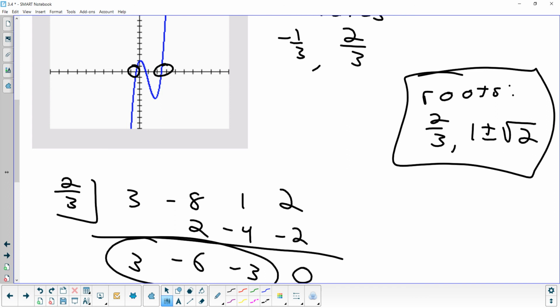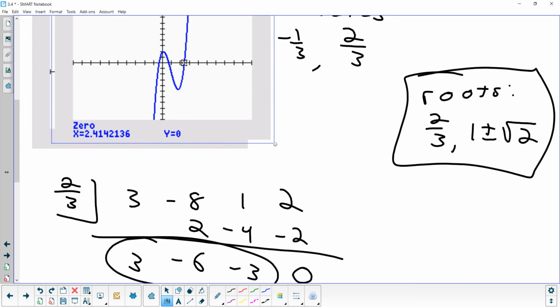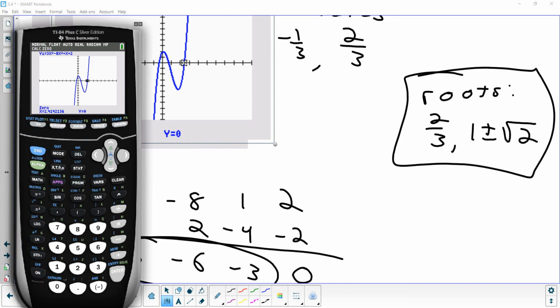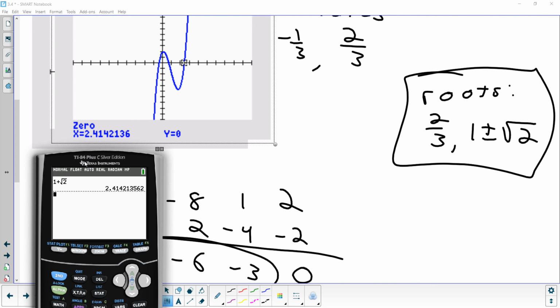1 plus or minus square root of 2. Now, just to show you, let's check the one on the right as a decimal. And I don't know how well you can read it, but it says 2.414. Watch what happens if I type in 1 plus the square root of 2. 1 plus square root of 2. Put in the plus sign. 2.414. It's exactly the same thing.